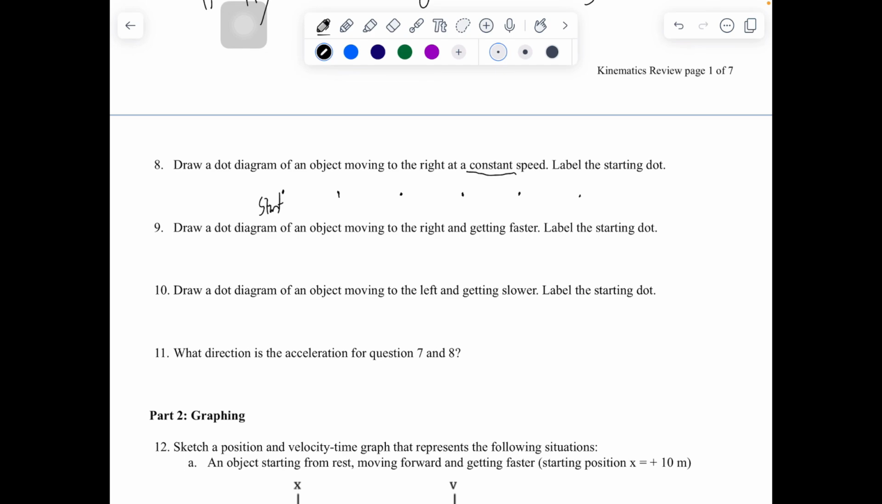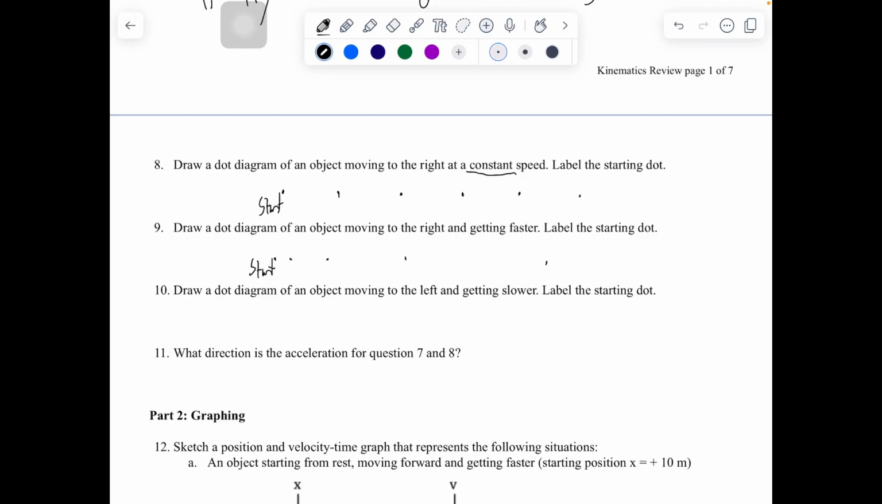Now let's do moving to the right, getting faster. If we're getting faster, the object should be traveling greater and greater distances with each dot. So you can see at the start, we're not going very far in every interval of time. But later on, as we're moving more to the right, we're traveling a larger and larger distance.